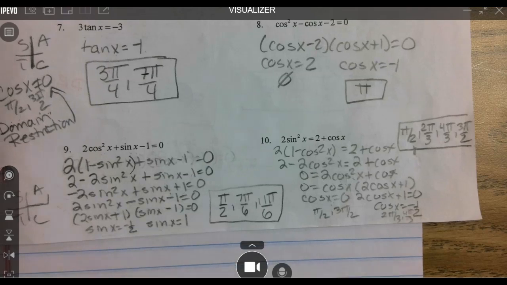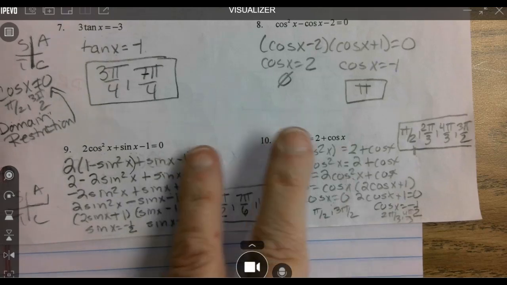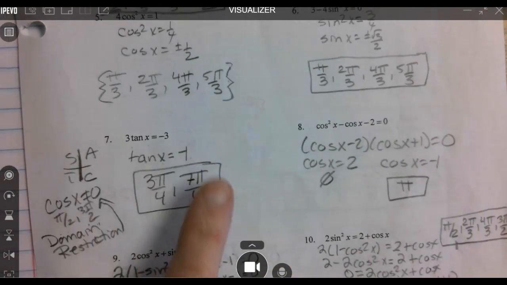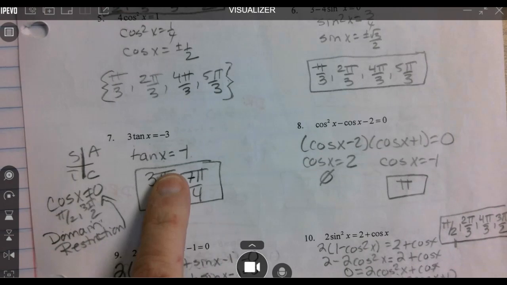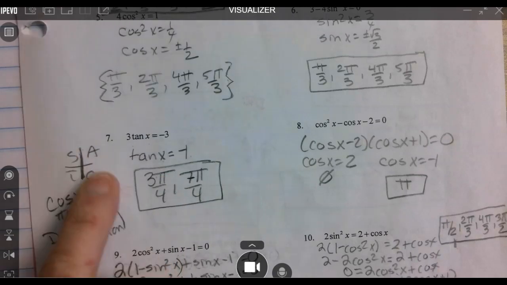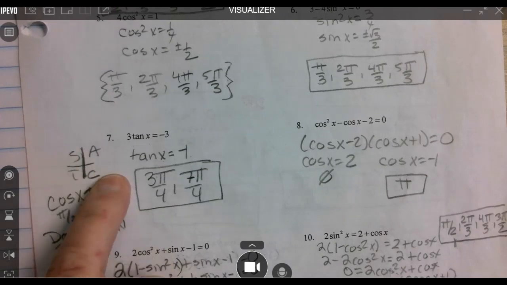Go ahead. Can you remember 7 real quick? Yep. So 7, all I did was divide by 3, and I'm looking for where the tangent is negative 1. And so where is the tangent negative 1 between 0 and 2 pi? Well, it's in the second and fourth quadrant, so that's giving me 3 pi over 4 and 7 pi over 4.